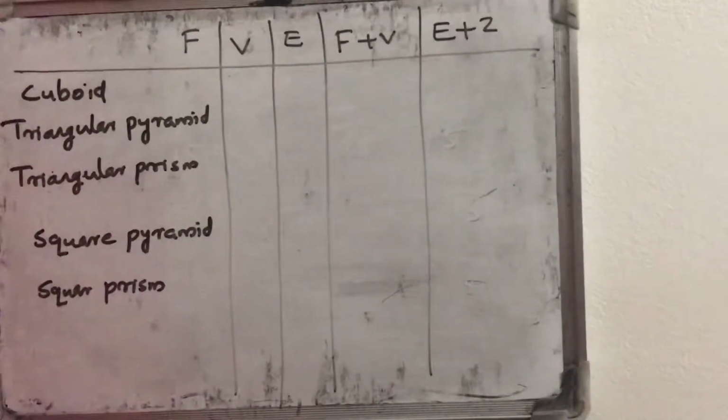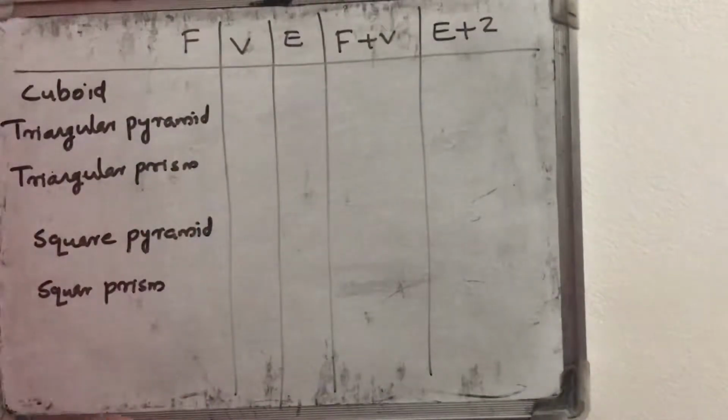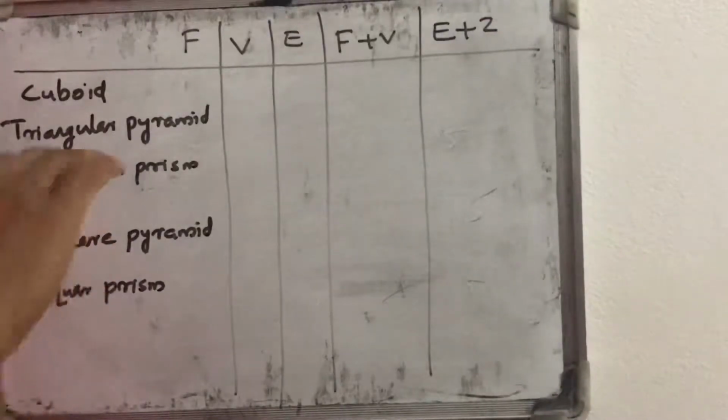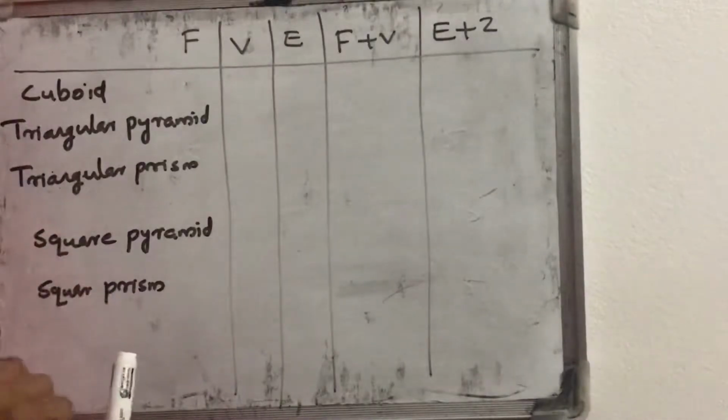Good morning, all of you. Now, when we consider this table, consider the case of pyramids or prisms. All of you know the difference between a prism and a pyramid. For a prism, both the base and the top will be congruent.